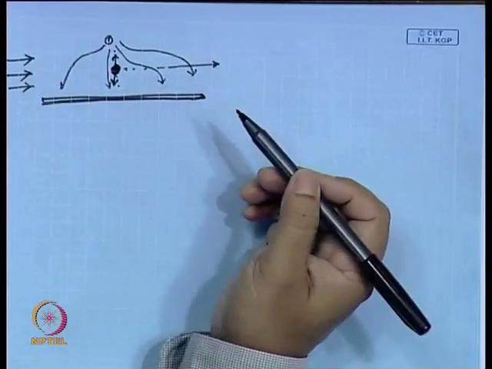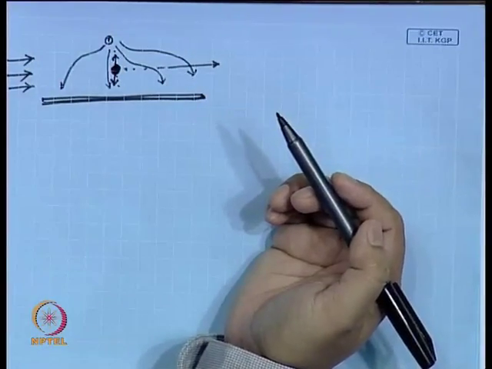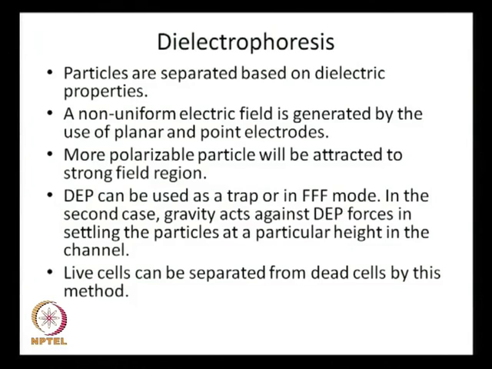So, in FFF mode, the gravity acts against DEP forces in settling the particles at a particular height in the channel. Live cells can be separated from dead cells by this method. That means, if some analysis is to be done on what type of cells are there, that has to be analyzed.